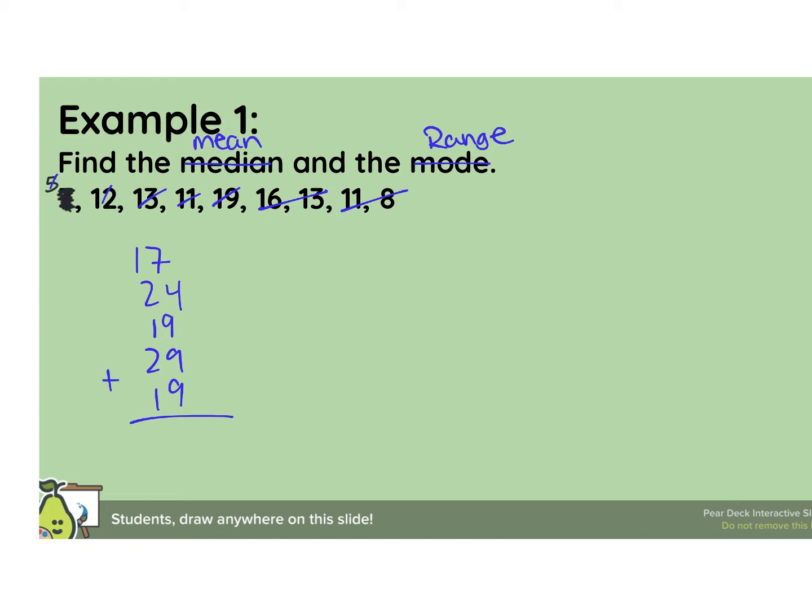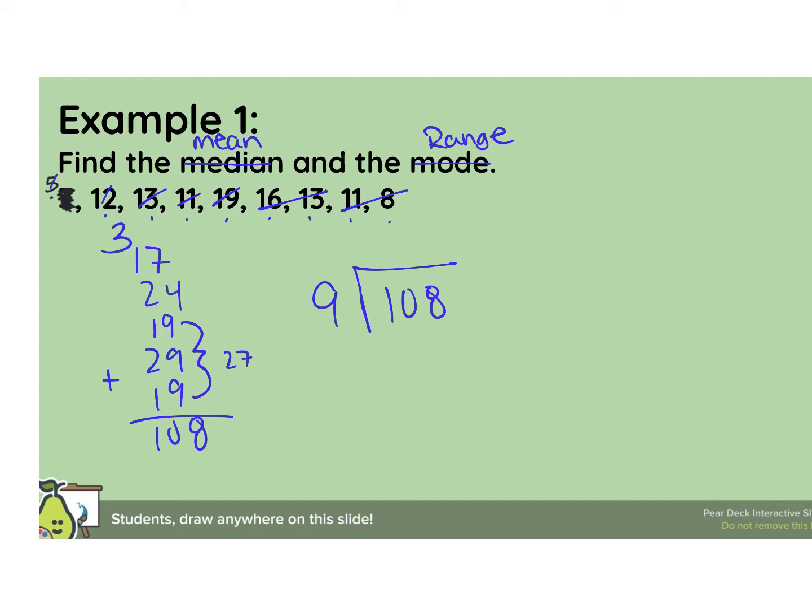So I need to add these together. I know 9 times 3 is 27. And then 31, 38. Bring this 3 over. So we have 3, 4, 5, 6, 7, 8, 9. So we have 108. And we need to divide it by how many numbers there are in this set. So there are 1, 2, 3, 4, 5, 6, 7, 8, 9.